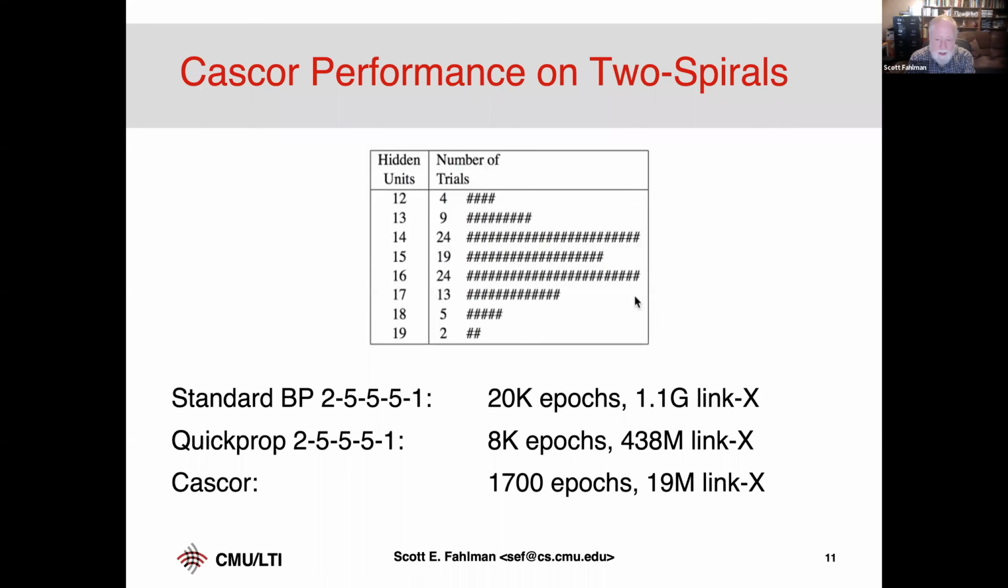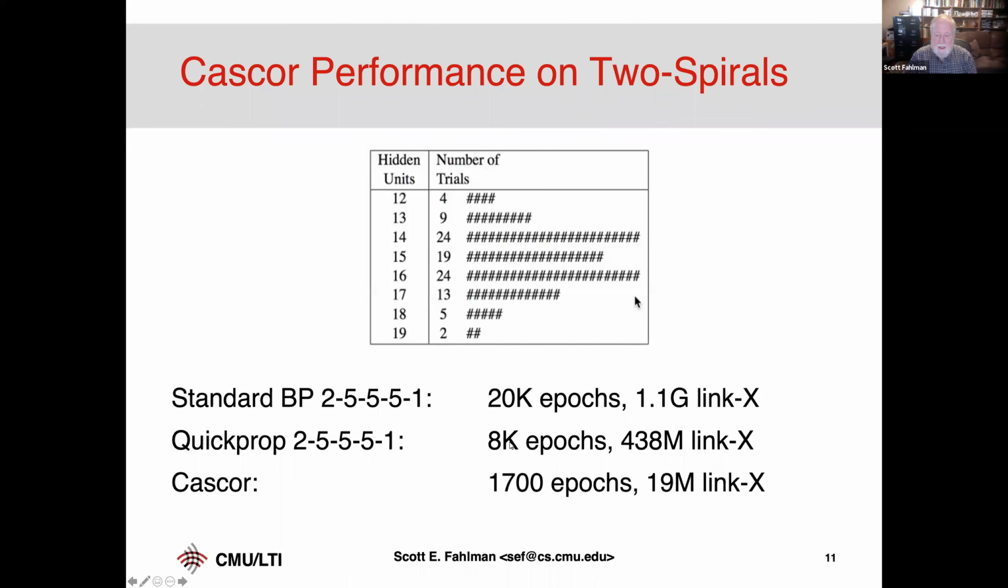So the idea was to count the number of link crossings. If you're thinking of this in terms of doing dot products, the weights times the inputs, each link crossing is one multiply add step in doing those dot products. Okay, so that's a good measure, and you can translate that. It'll be faster, slower, depending on the machine, and if you had a GPU, it would be faster still. Okay, so 20,000 epochs of training on a standard backprop.